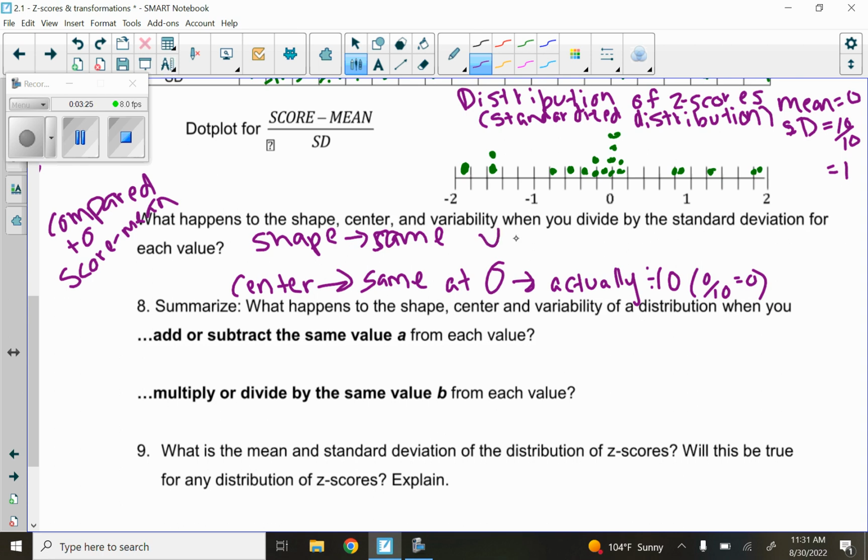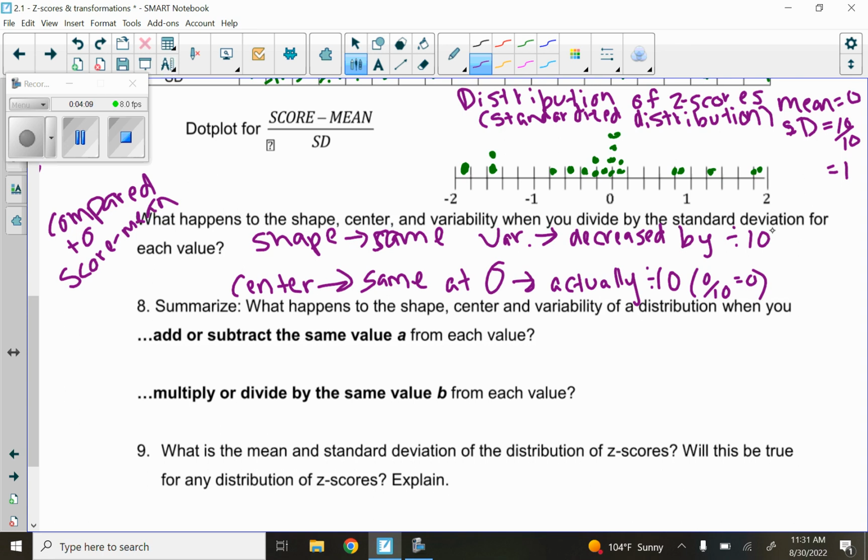And then our variability, it actually decreased. Now, why is it decreasing? Because we divided by 10. So decreased by dividing by 10. And this will always happen. If you're transforming data by division, it will always decrease by a ratio of what you're dividing by. So in this case, our variability decreased by a factor of 10.